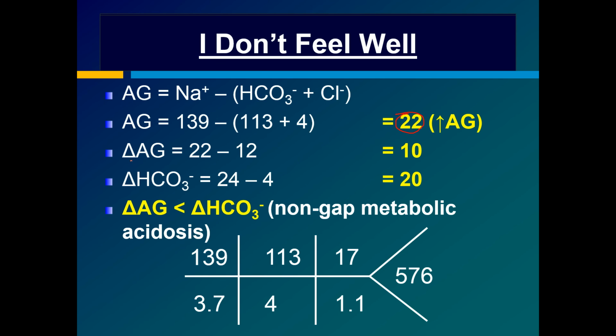And his delta gap is 10. If you look at his serum bicarbonate, right now it's 4, with the normal value being 24. And his delta bicarbonate is 20. So in this particular case, this patient has a change in his bicarbonate, which is much, much greater than the change in his anion gap. So some other condition is lowering his serum bicarbonate, but is not affecting his anion gap.